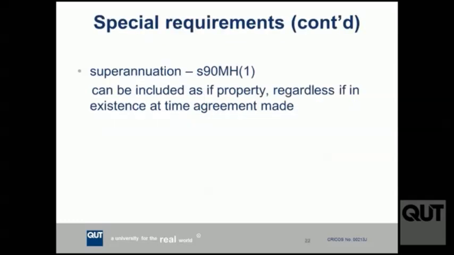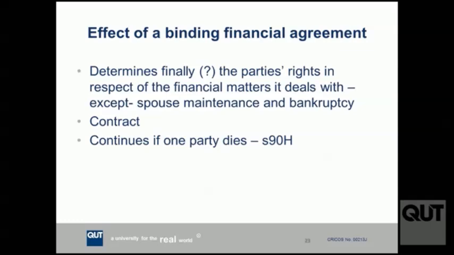Now, superannuation can go into BFAs as well, regardless of whether or not the superannuation is in existence at the time of making the binding financial agreement. So in other words, a BFA can include future property too. A BFA is of course a contract, so it needs to comply with the requirements of contract law. It continues if one party dies, so it can be enforced by or against a party's estate.